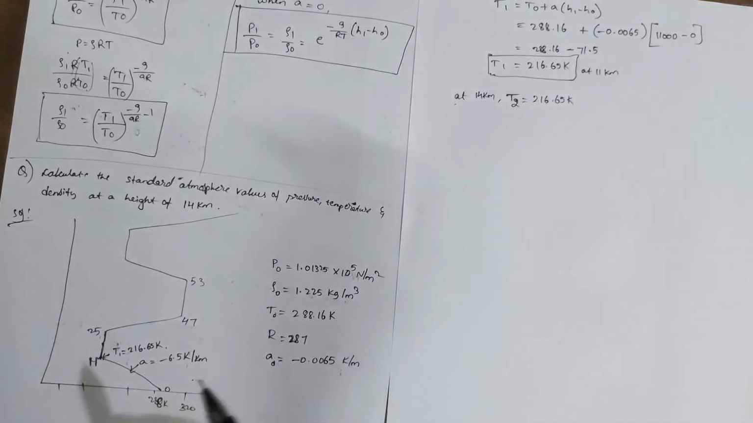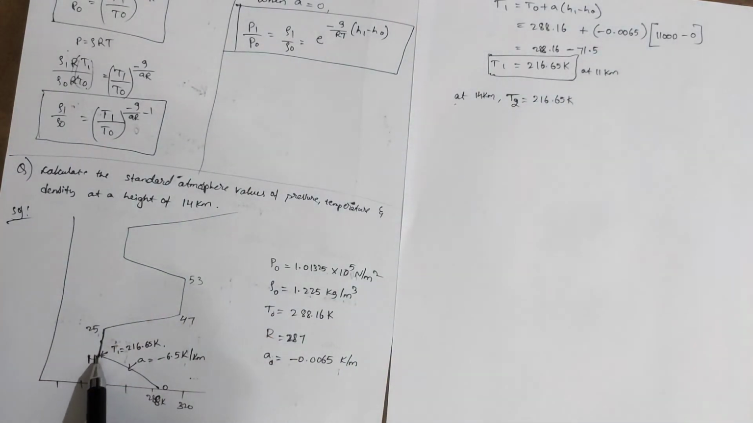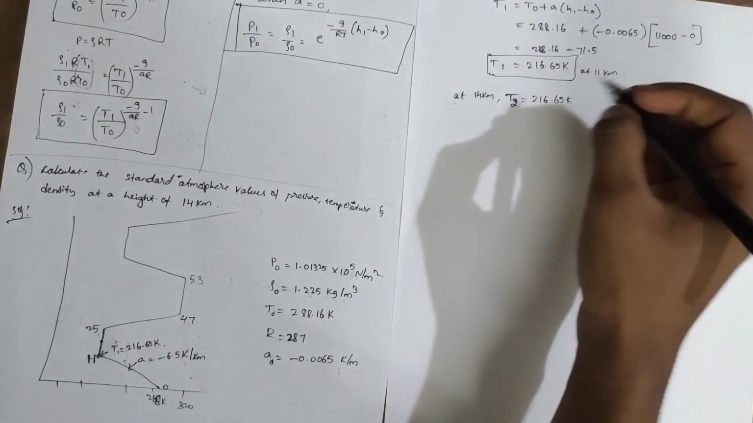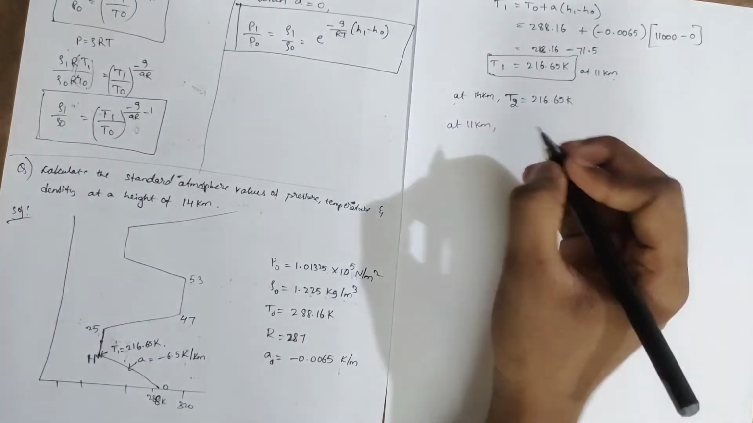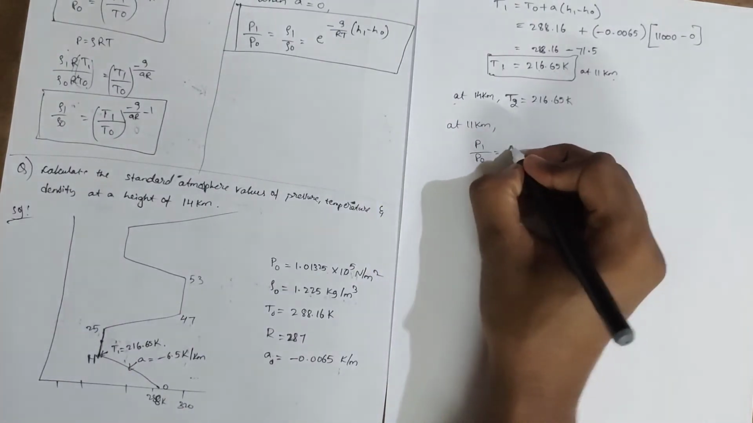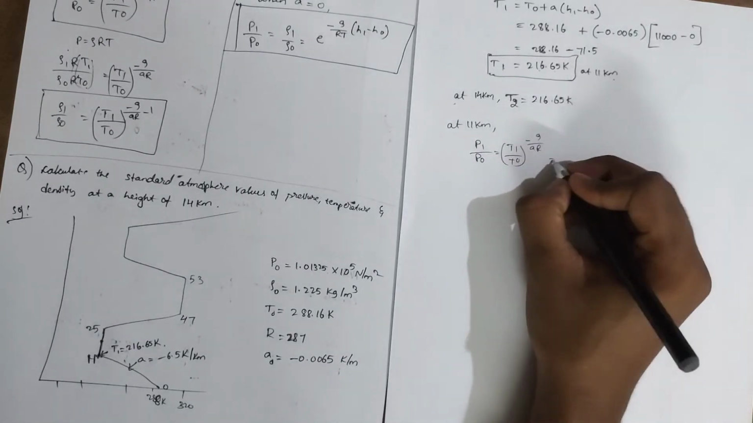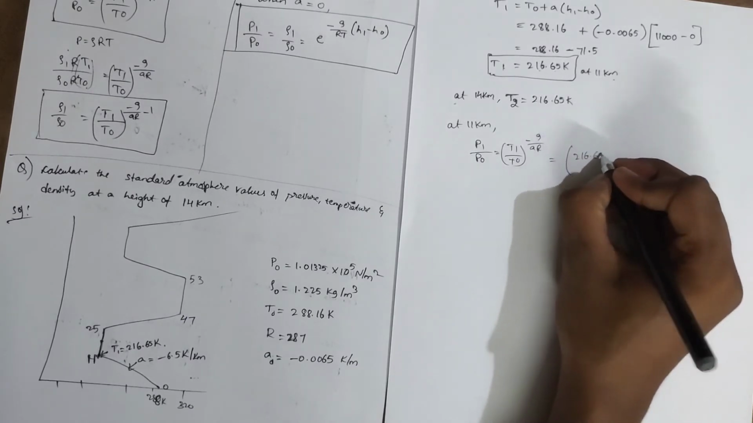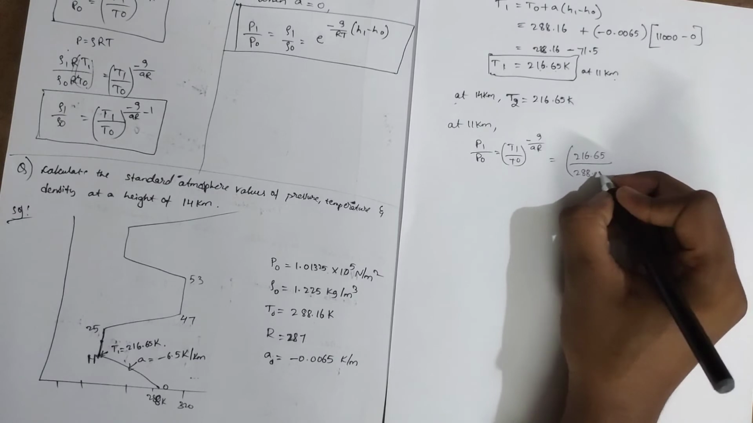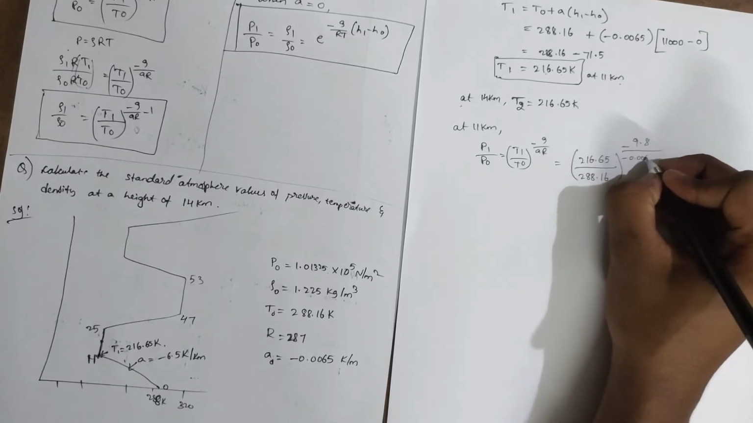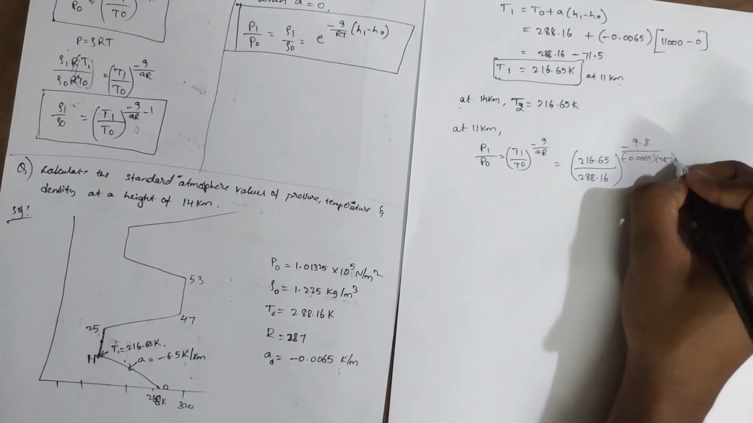We need to calculate the density and pressure values at 11 kilometers because these values act as base values for calculating pressure and density at 14 kilometers. So T1 is equal to 216.65 at 11 kilometers, and at 11 kilometers we need to calculate pressure and density. So P1 by P0 is equal to (T1 by T0) whole power minus g by aR. So T1 is 216.65 divided by T0, 288.16, whole power minus 9.8 by minus 0.0065 into 287.